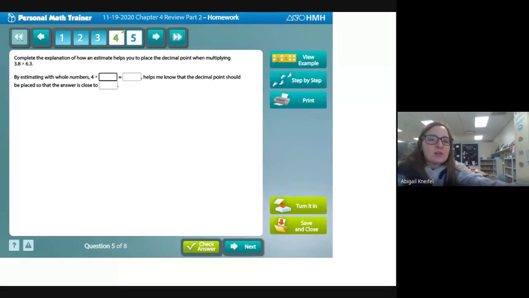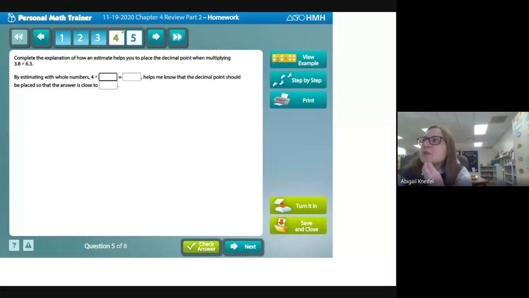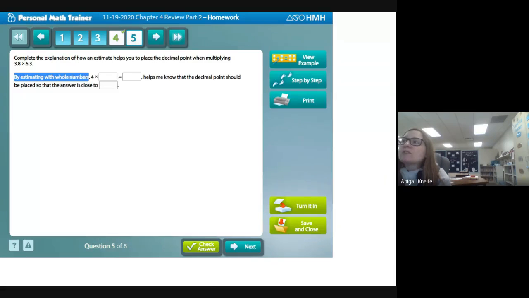This is an estimation problem. It says, complete the explanation of how an estimate helps you to place the decimal point when multiplying 3.8 times 6.3. So by estimating the whole numbers, 4, why is it 4? Because 8 is higher than 5, so we round up. Now I have 6.3. Raise your hand if you'd like to answer which way I round 6.3. Do I round it up to 7? Do I round it down to 6?